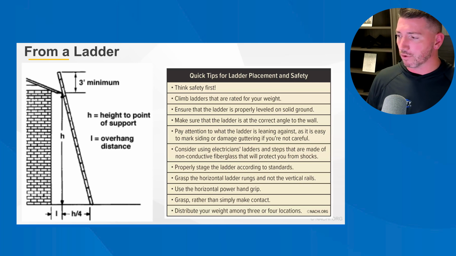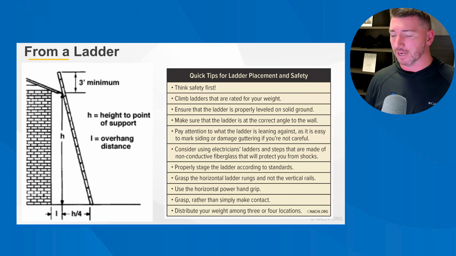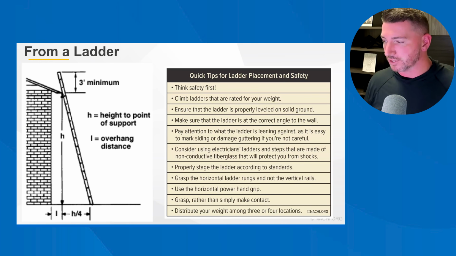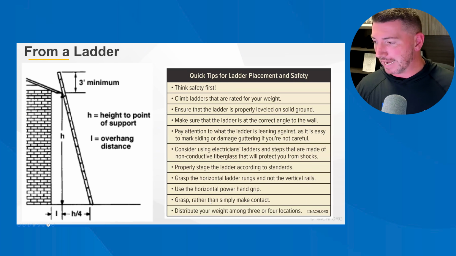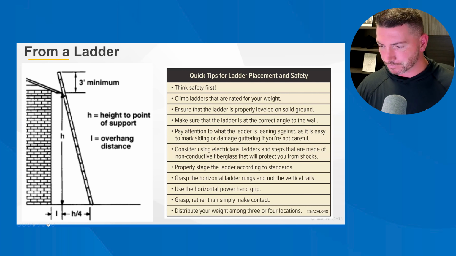Properly stage the ladder according to standards. Grasp the horizontal ladder rungs and not the vertical rails. You can slip down the vertical rails. A lot of times they'll have little nicks on them. You can really open your hand up that way. It's not nice. So try to walk grabbing those horizontal rungs, not the vertical rails. Use the horizontal power hand grip, grasp rather than simply making contact, and distribute your weight among 3 or 4 locations.